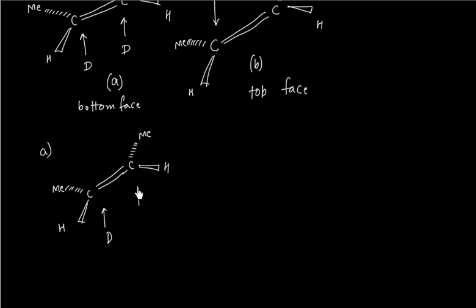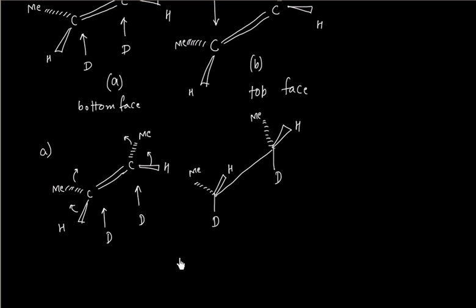Now we have to add two deuterium from the bottom face. So this group will go slightly up, this will go slightly up, this will go slightly up, this will go slightly up. So we will have this methyl and this methyl, both from the back side, hydrogen on the front side, and here we have deuterium.